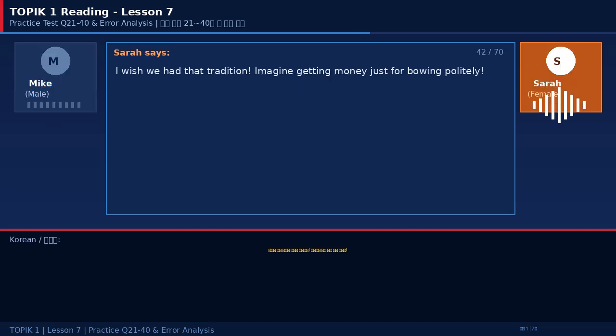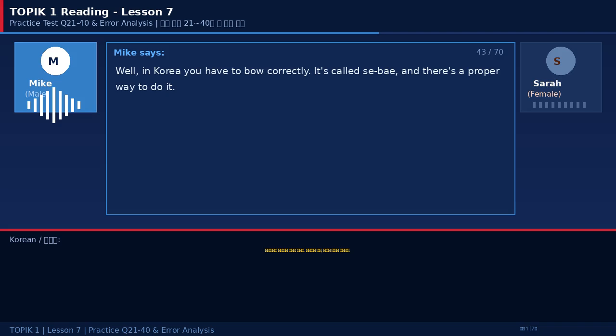I wish we had that tradition. Imagine getting money just for bowing politely. Well, in Korea you have to bow correctly. It's called Se Bae, and there's a proper way to do it.